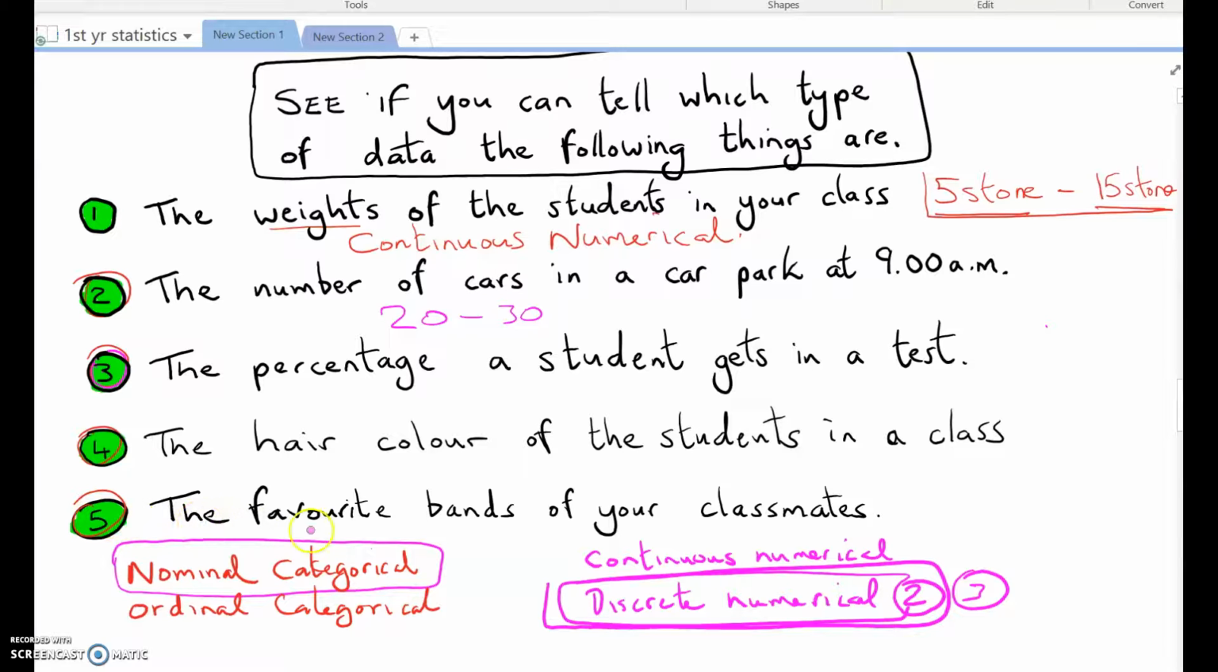Number 5, the favourite bands of your classmates. Well, they're definitely going to be word answers. Some people might like Take That. Some people might like One Direction. Some people might like Justin Bieber. But they're all word answers. So it's definitely a categorical answer. Now, which is it? Is it nominal or ordinal? Can you rank people's bands? No, you can't. So it's another example of nominal categorical. So both 4 and 5 are examples of nominal categorical. Okay, how did you get on there? I hope you did well.